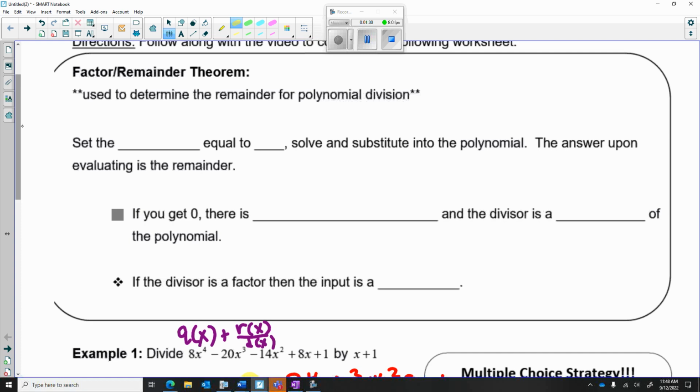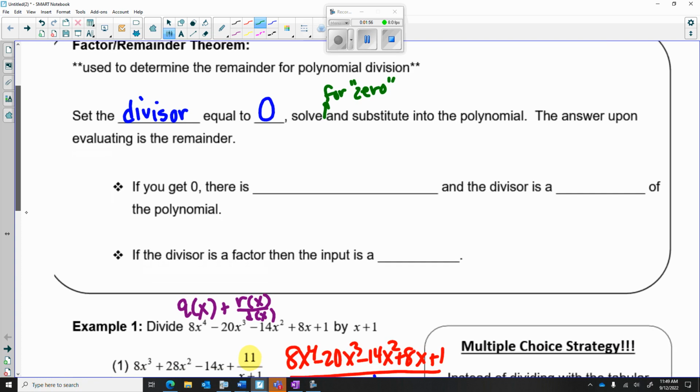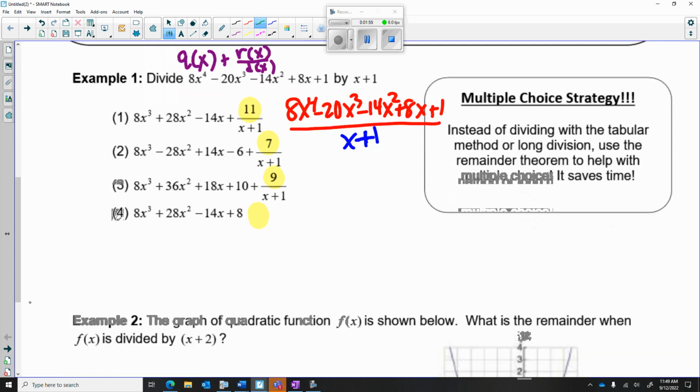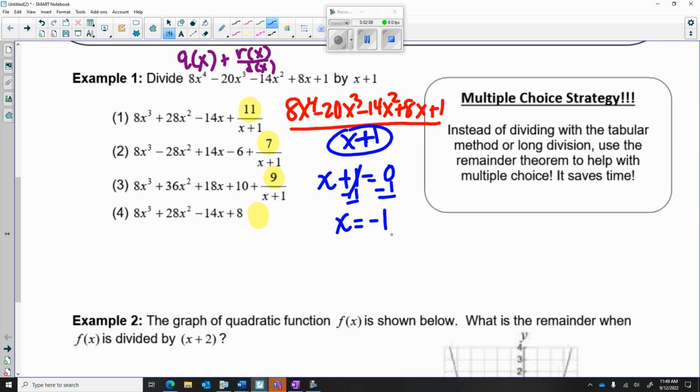The remainder theorem is used to determine the remainder for a polynomial division. We're going to start by doing exactly what we did for synthetic division. We're going to set the denominator, which is called the divisor, equal to 0, and solve for the value that is the zero, for x or whatever variable is being used. That's what we're going to do first. So let me show you. Take your denominator, x plus 1, which is the divisor, set it equal to 0, and solve for x. In this case, x is negative 1. This is the value that we're going to use to help us now.